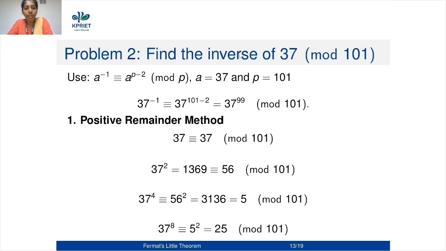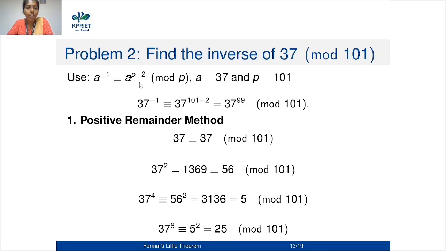Now let us find the inverse of the number 37 modulo 101. For this problem, we are going to use another form of Fermat's little theorem, as I mentioned at the beginning of this video. So let us recall the expression. Suppose a is an integer and p is a prime number, and the GCD of 37 and 101 is equal to 1, then we can use this expression according to Fermat's little theorem. So here we all know the GCD of 37 and 101 is always 1.